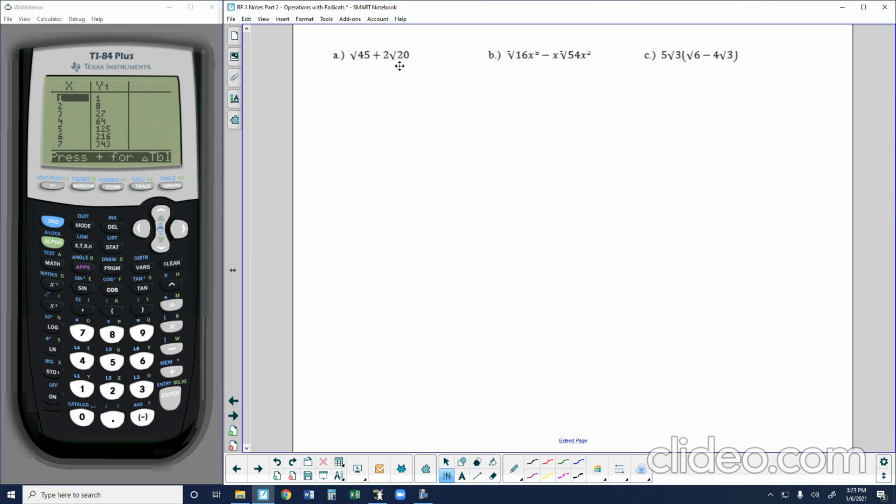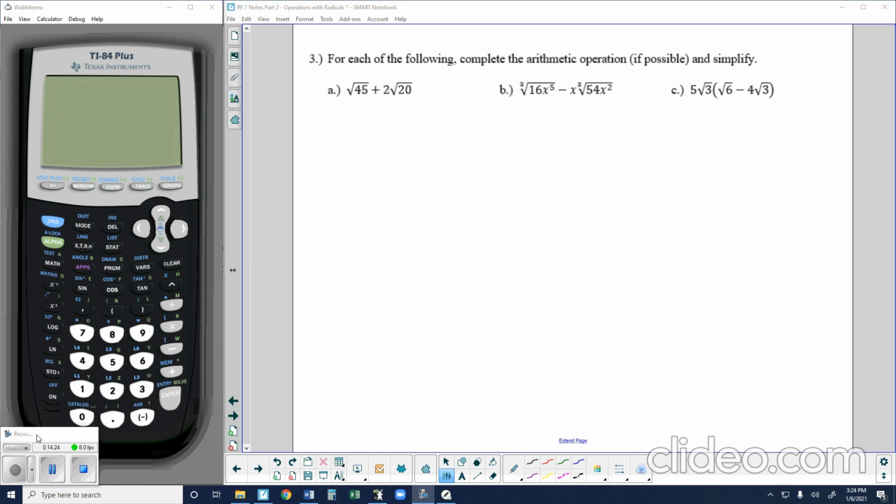So in problem 3a, sorry, part of this is cut off. Let me fix that. That looks better. So in problem 3, we want to complete the arithmetic operation.